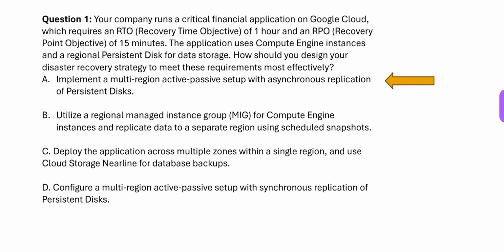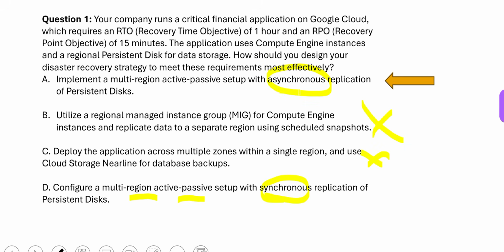And then you have option D, which says let's do a multi-region active passive setup with synchronous replication. A lot of times in a certification exam it is easy to tell that this and this are wrong, but then you will have two options which look similar, and one is synchronous, the other is asynchronous.